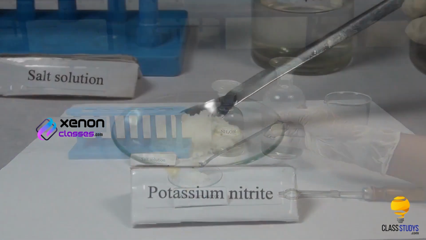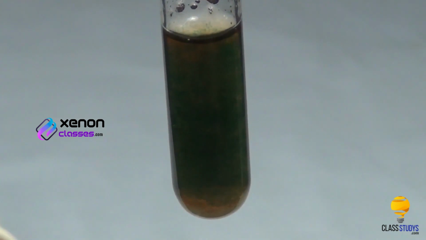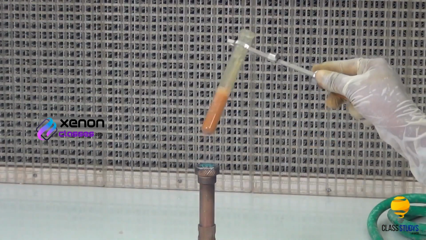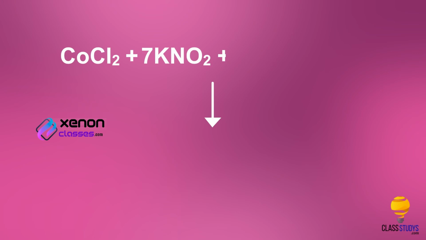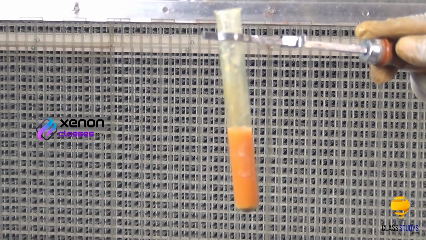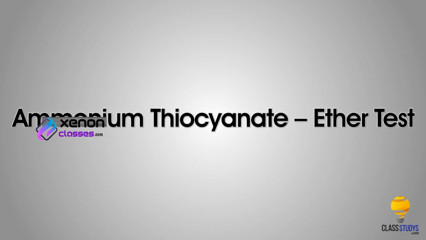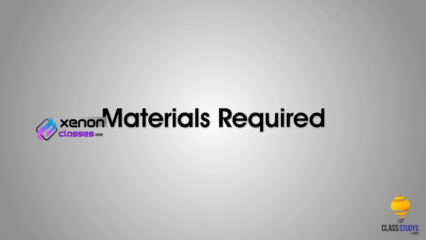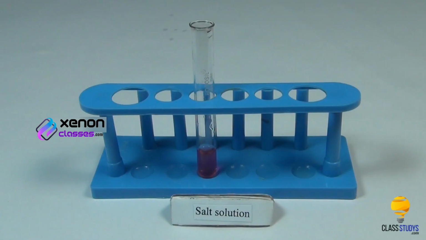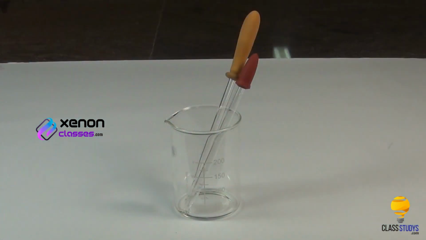Using the spatula, add a small amount of potassium nitrite crystals to the solution. Heat the test tube over the Bunsen burner. Cobalt ions present in the salt solution react with potassium nitrite to form a yellow precipitate of potassium hexanitritocobaltate 3. Ammonium thiocyanate ether test. Materials required: salt solution in a test tube, ether, ammonium thiocyanate, dropper and spatula.